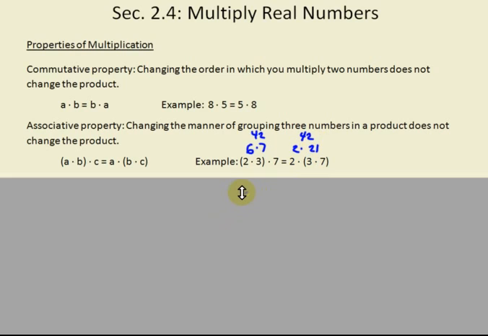Okay, so again, it doesn't matter what sort of grouping we use for those as far as which pair will get multiplied first. Again, this only works for addition and now multiplication.